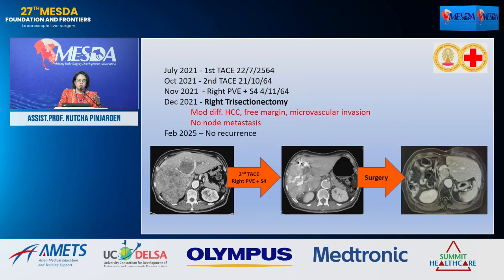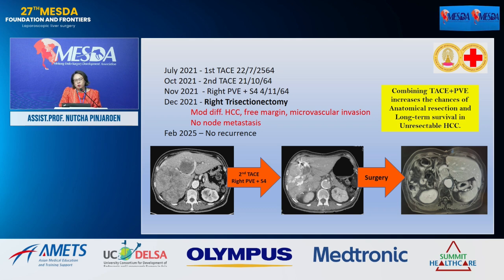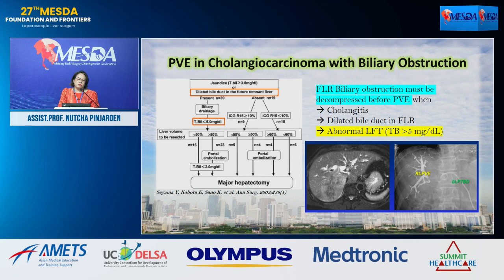Then the patient was taken to surgery, and the pathology came back as moderately differentiated HCC, free of tumor at all resection margins, with microvascular invasion. And now the patient is living with recurrence-free disease for over 4 years. For a case like this, if you cannot do surgery at the beginning, maybe we can help bring the patient to curative resection. So TACE and PVE cannot always, but still can, provide anatomical resection for initially unresectable patients, and the patient can have long-term survival with this strategy of treatment.